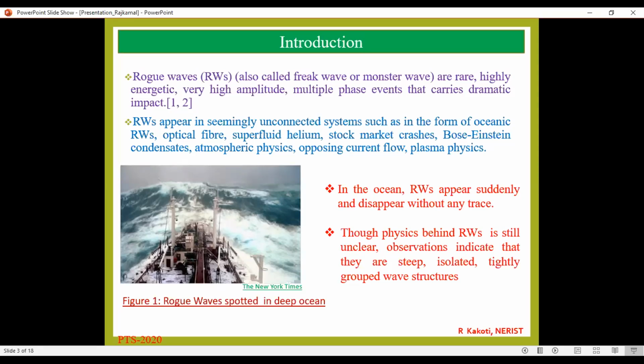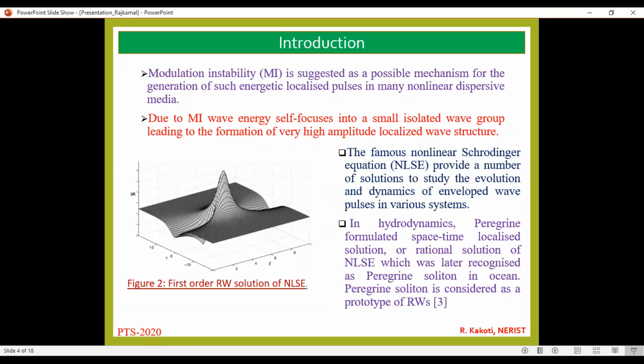Though the physics behind rogue waves is still unclear, observations indicate that they are steep, isolated, tightly grouped wave structures. Modulation instability, also called Benjamin-Feir instability, is suggested as a possible mechanism for the generation of such energetic localized pulses in many nonlinear dispersive media. Due to modulational instability, wave energy self-focuses into a small isolated wave group, leading to the formation of very high amplitude localized wave pulses. The famous nonlinear Schrodinger equation provides a number of solutions to study the evolution and dynamics of envelope pulses in various systems.